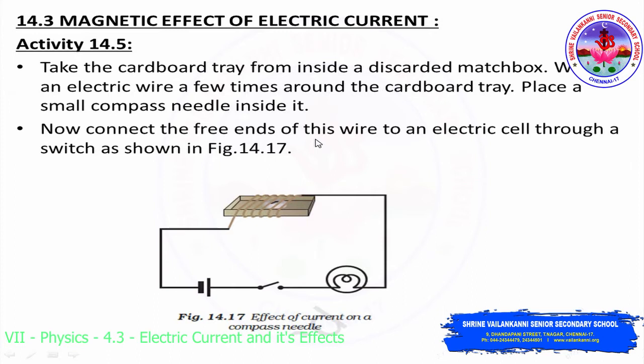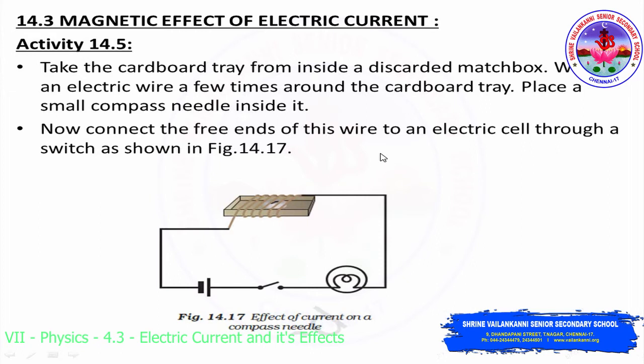Here, just wrap an electric wire a few times around the cardboard tray, and inside the cardboard tray they have fixed a magnetic compass needle. One end of the wire is connected to the electric bulb, and from the bulb to the switch, and the other end of the wire is connected to the positive terminal, and from the negative terminal the other end of the wire is connected.